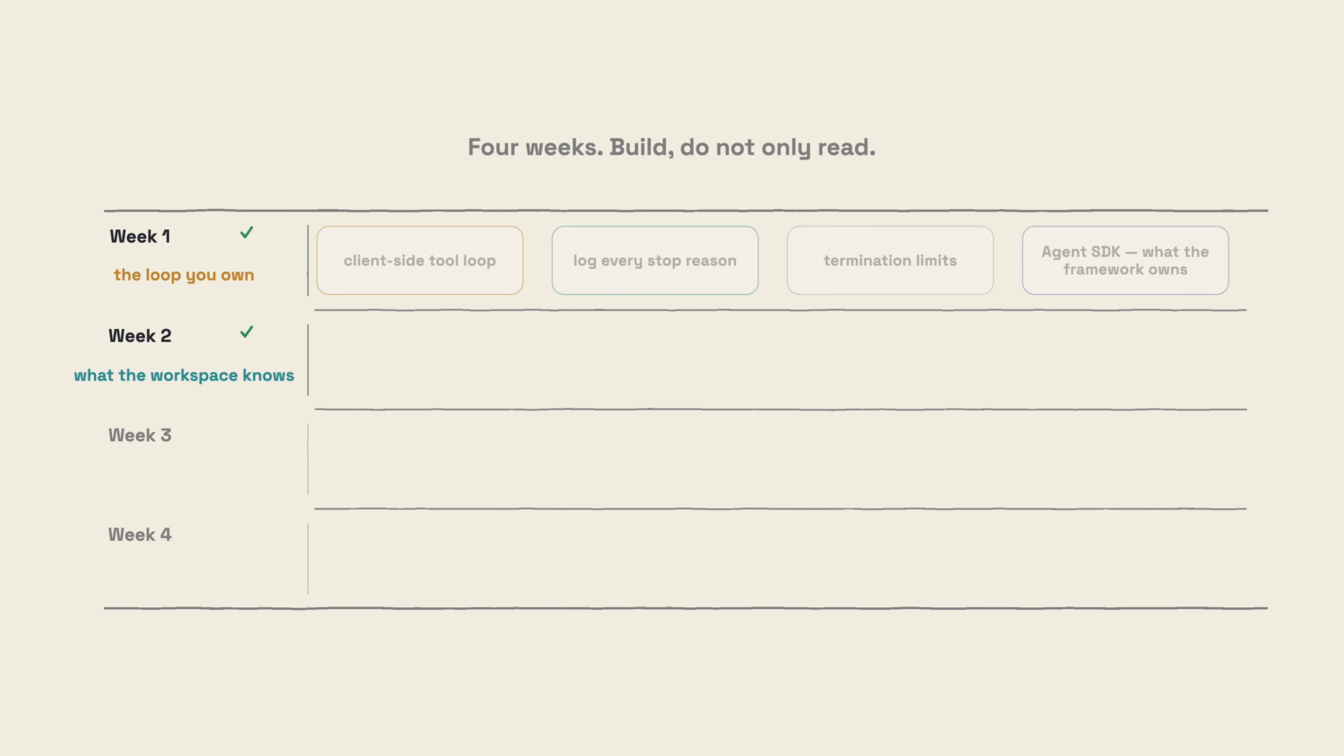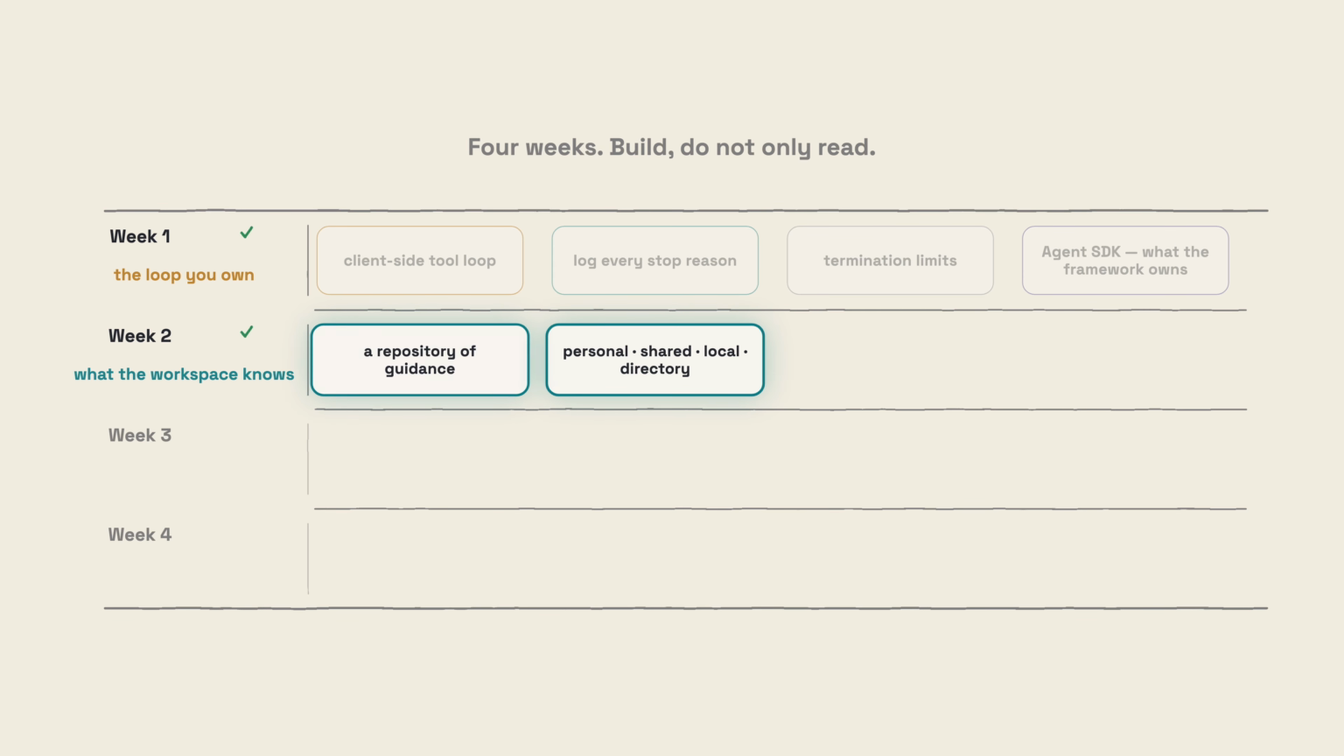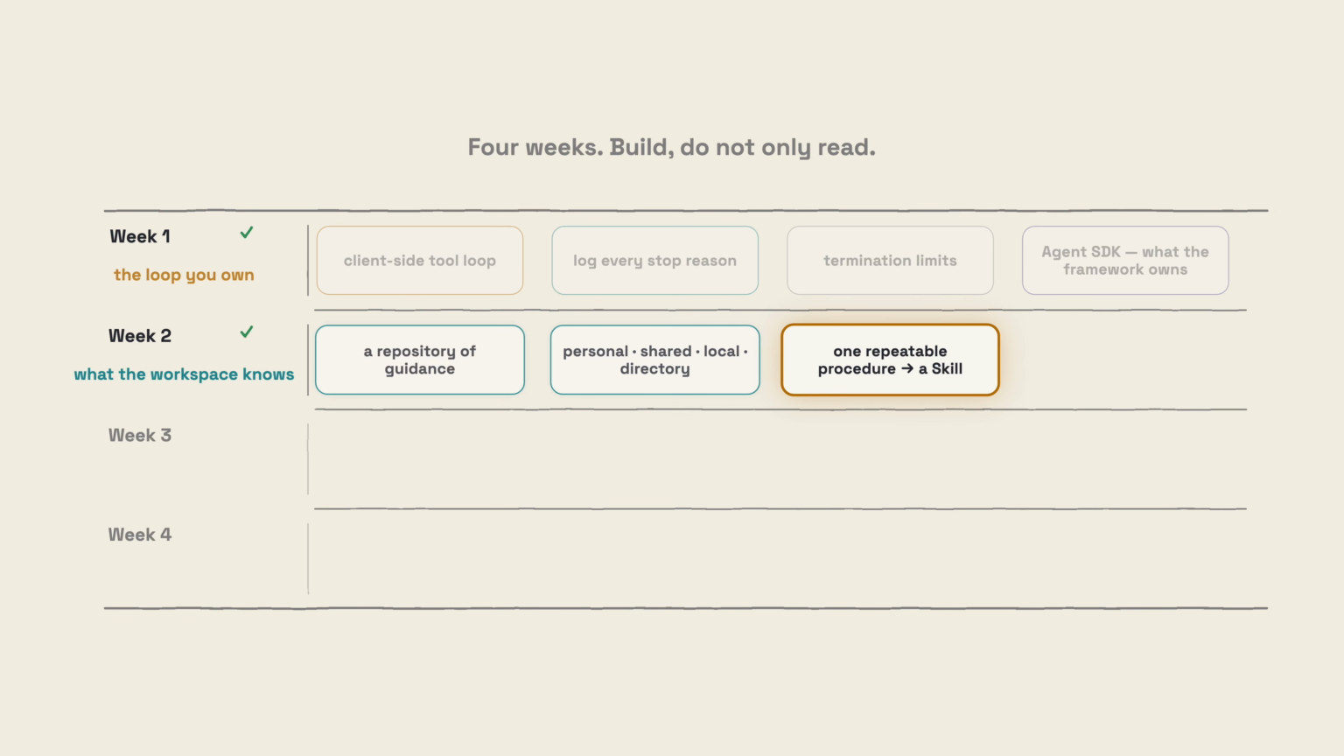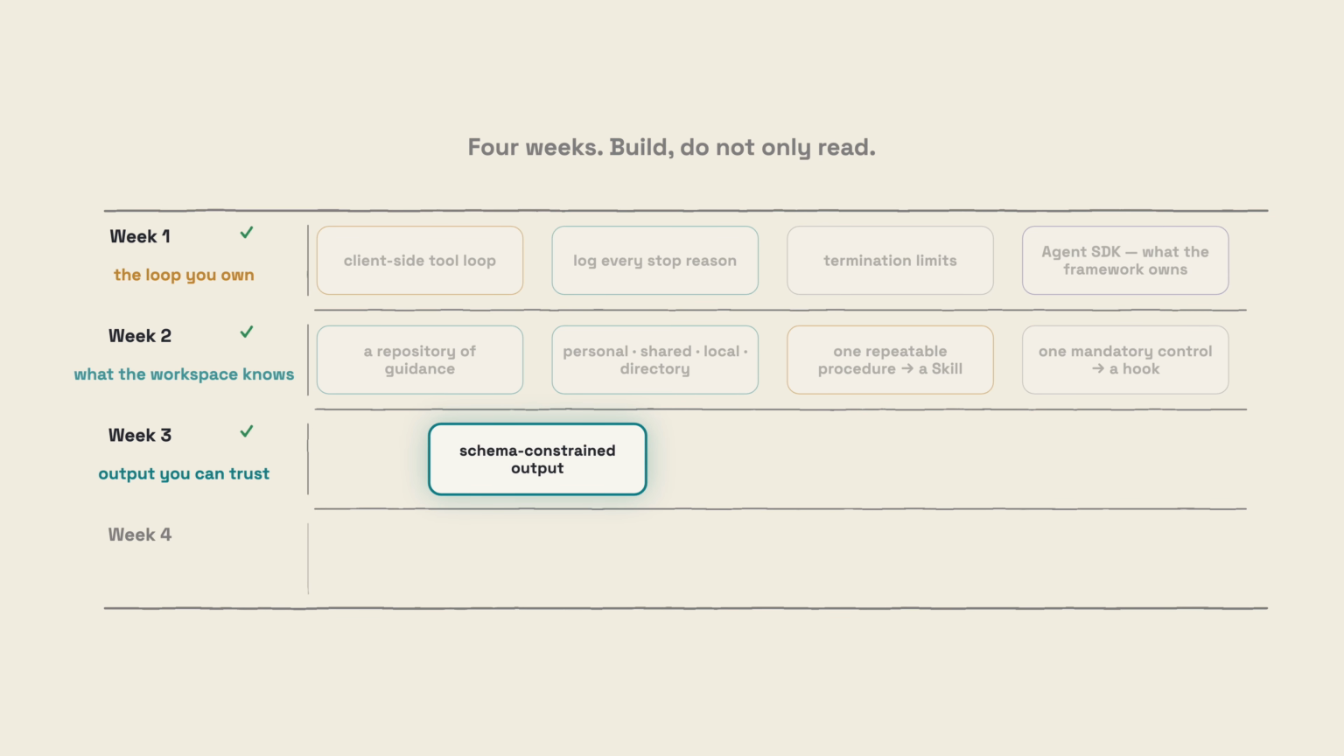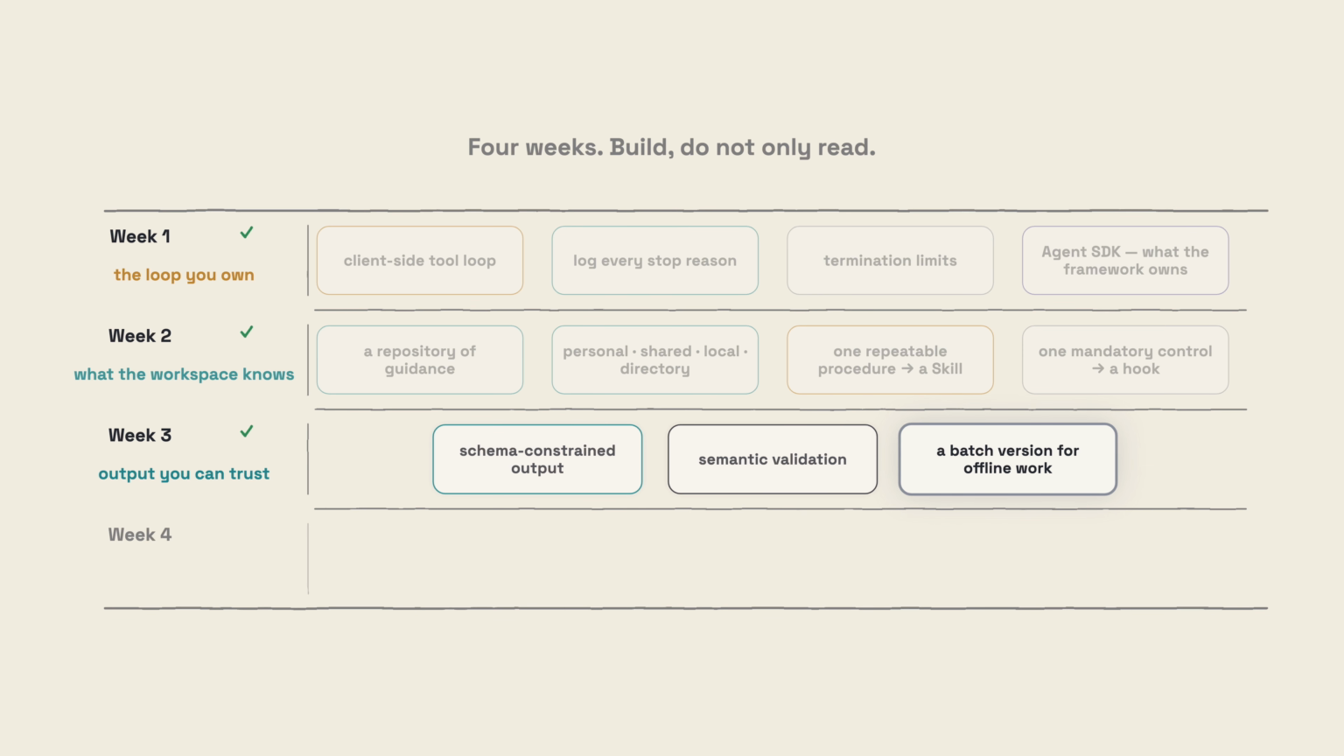Week 2. Create a repository with personal, shared, local, and directory scoped guidance. Turn one repeatable procedure into a skill. Turn one mandatory control into a hook or programmatic prerequisite. Week 3. Build structured extraction with schema constrained output. Add semantic validation. Then create a batch version for offline work.